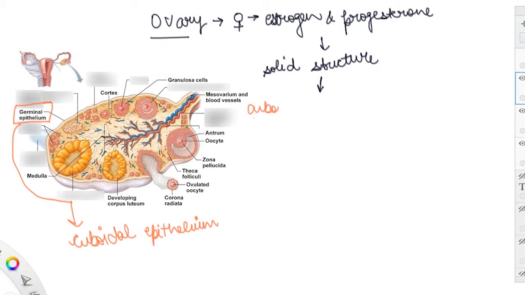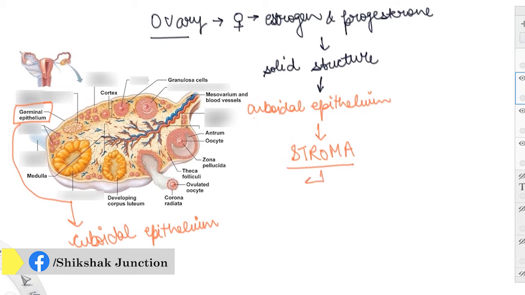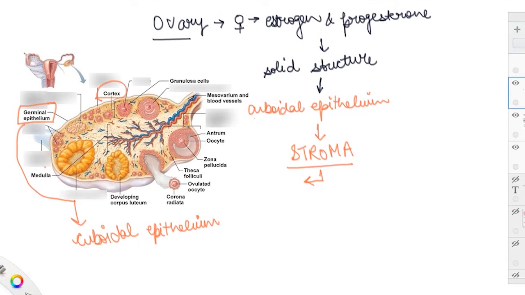Let me write it here also so that I can make you understand through the flow chart. So it is the cuboidal epithelium, and it contains the connective tissue that is called the stroma. Now this stroma is again divided into two parts that you can see from the figure itself. What are the two parts of which the stroma is made up? The outer layer is known as the cortex and the inner one is known as the medulla. So this stroma has been divided into two layers.